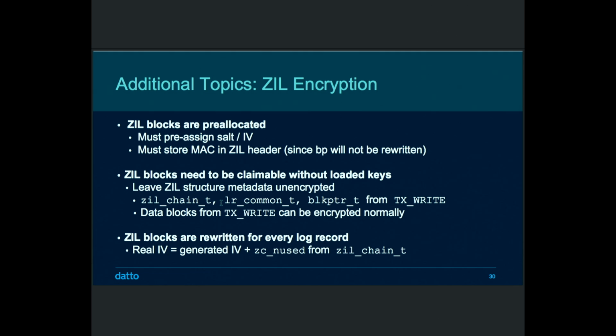I don't have a whole lot of time left, but basically the concept here, and I can talk to anybody who wants to know about it later, is that we're going to leave the ZIL structure intact, but encrypt all of the important user data in it. So all of the entries in it are going to be encrypted, but the blocks themselves and the pointers to other blocks within it are going to be left decrypted, which will allow the ZIL to be claimed without keys.